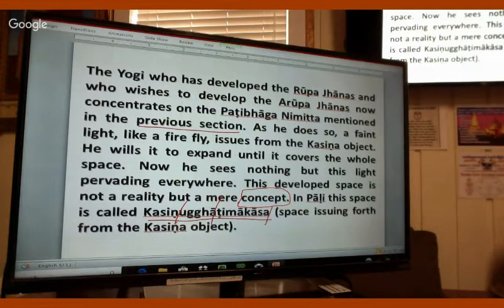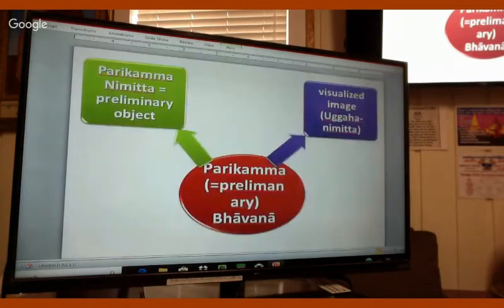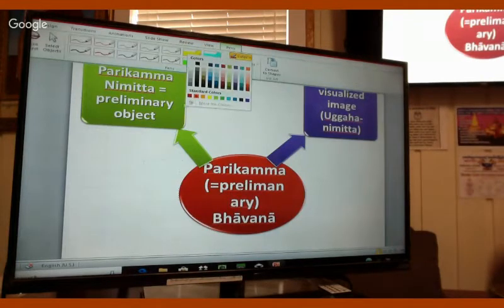But it's only in Pali, we have no attention on the lighting, and that one is Ugghata. Okay, so we need to understand this one. Before the more detailed explanation, this one is very important to understand.